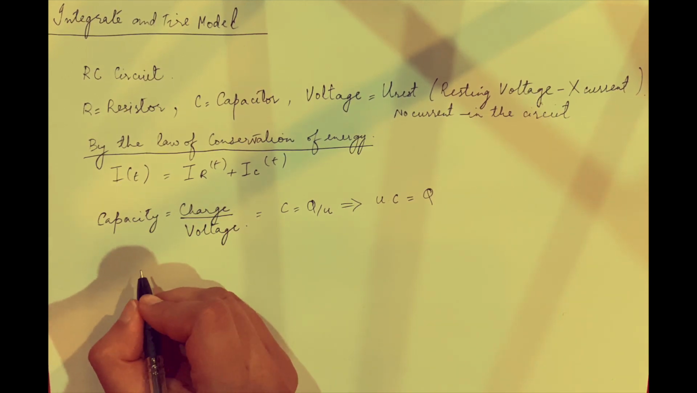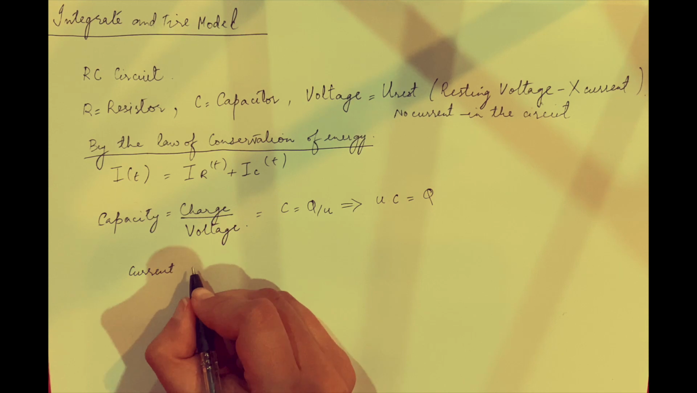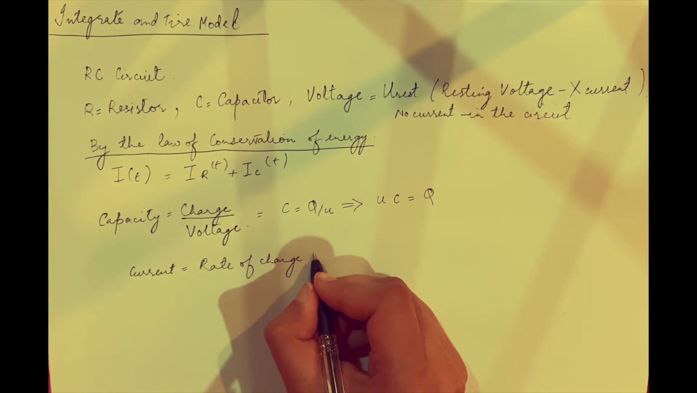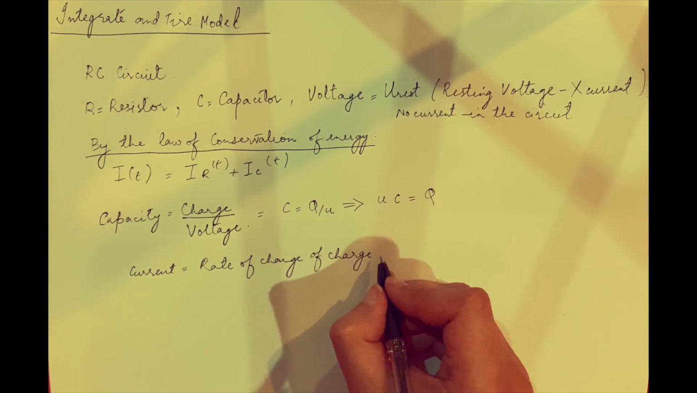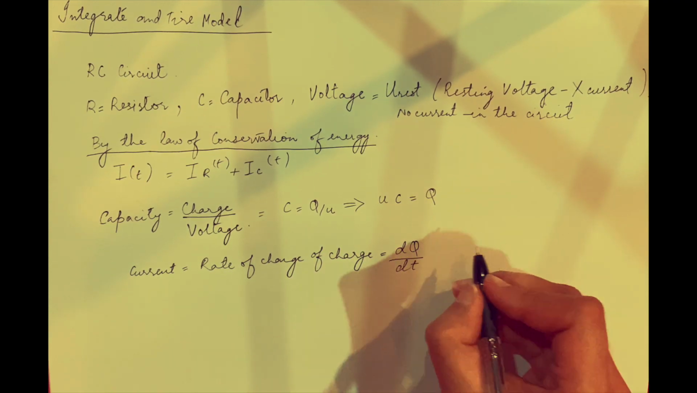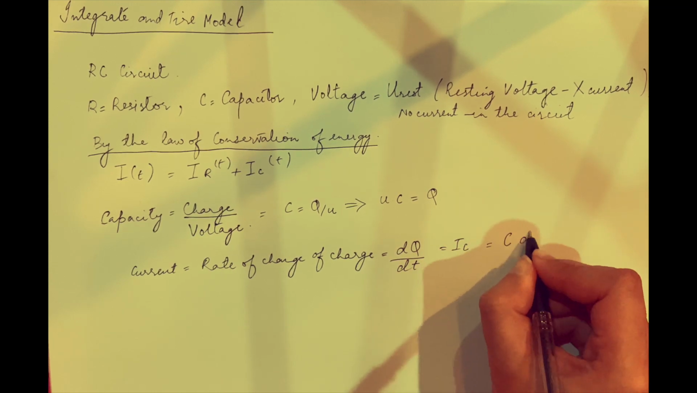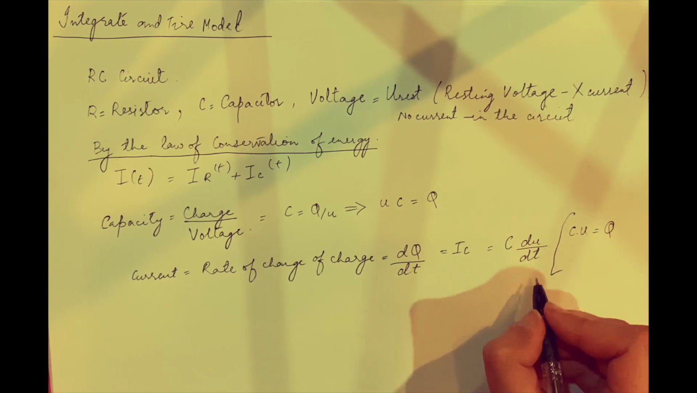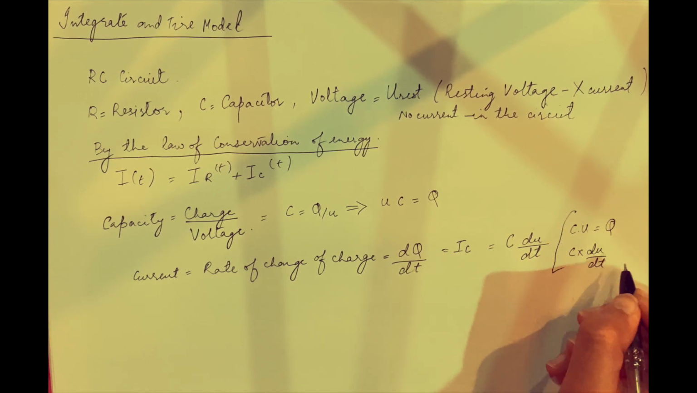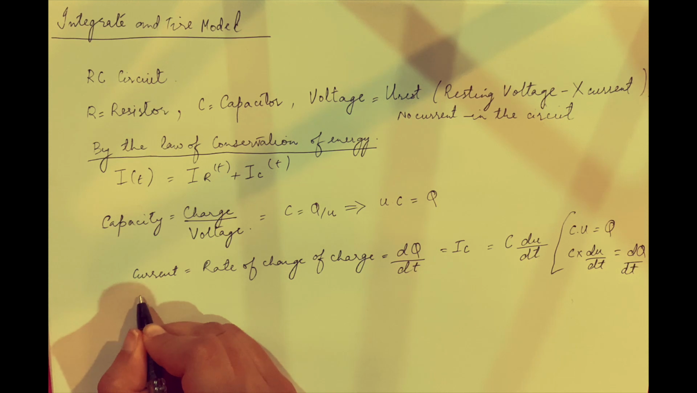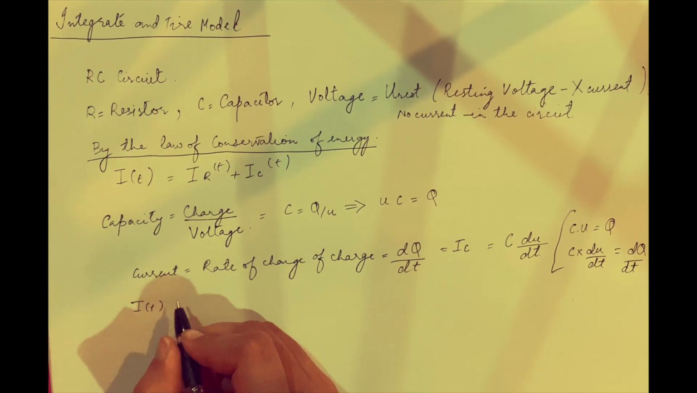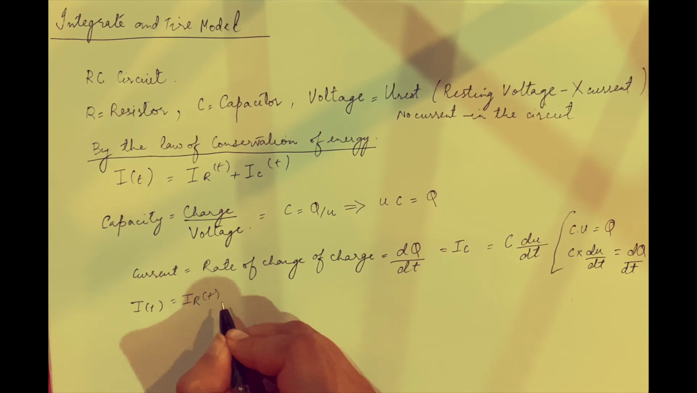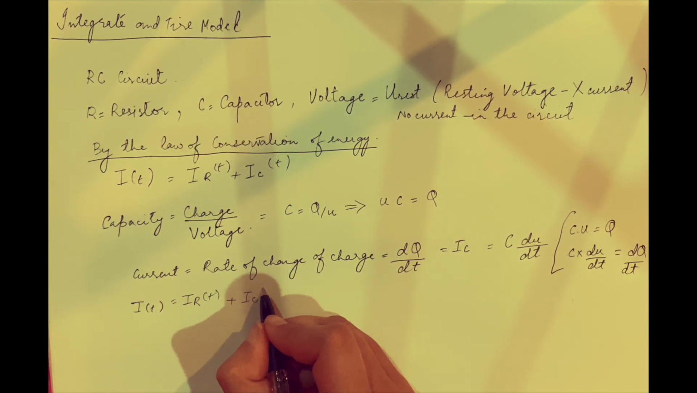Now we know that current is the rate of flow of charge over time. So we will write that as dQ/dt. Now bear in mind we're talking about the capacitive current here. So we're going to calculate this as C times dU/dt equals dQ/dt equals IC. Just to clarify, the rate of change is denoted by d divided by dt. So we can also write IC as C times dU/dt.